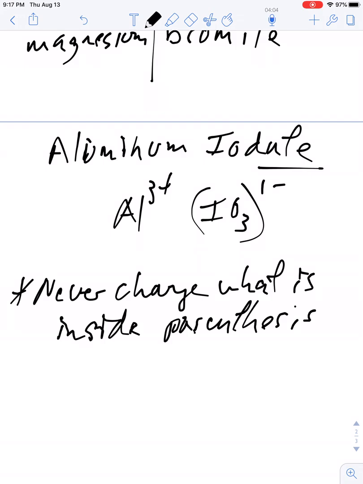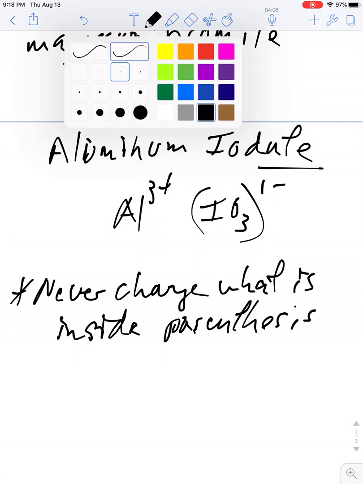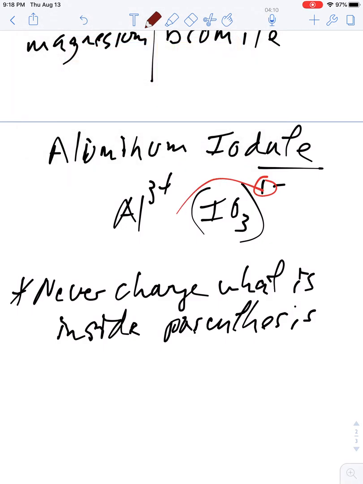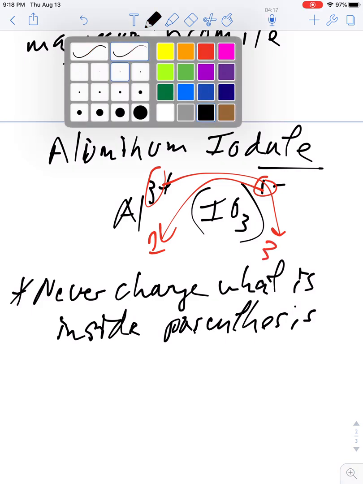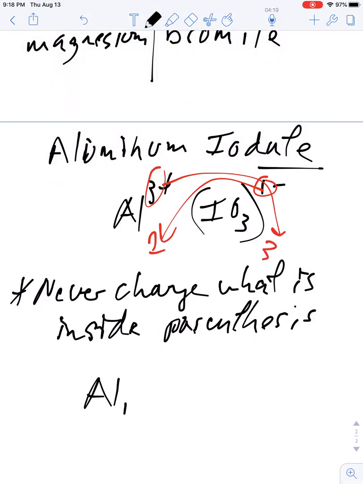And then you crisscross to balance it, okay? When I say crisscross, I'm going to take the 1, put it here, and take the 3, put it there. So then my formula becomes Al(IO3)3, except we never write the number 1, so that's what we end up with as our formula. Okay, let's try another one.